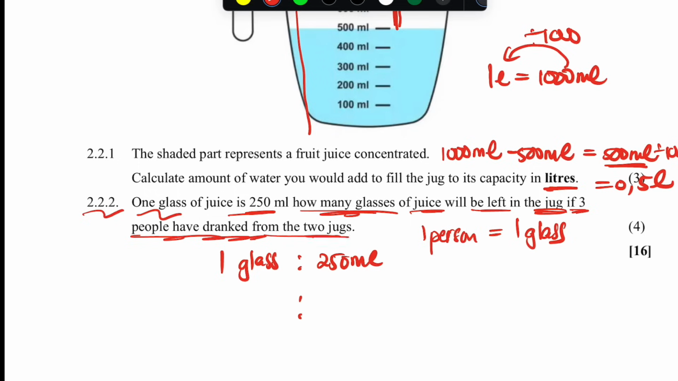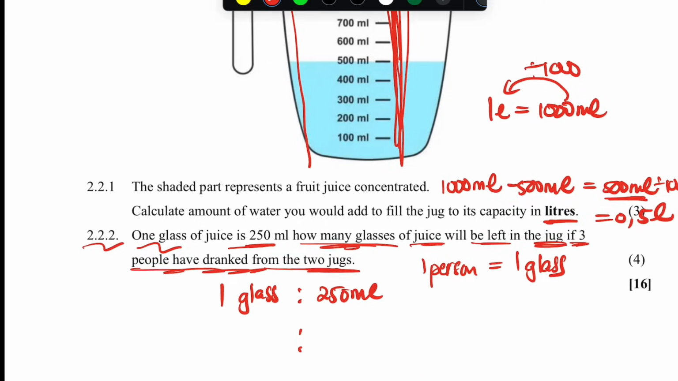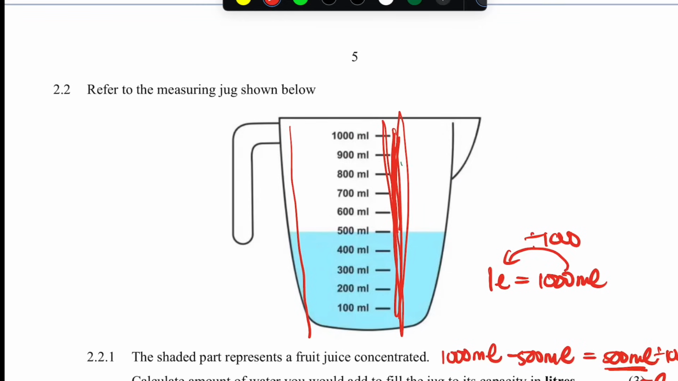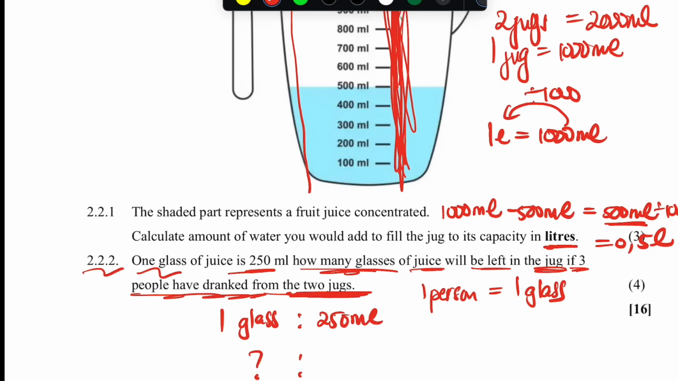So now we want to know. Now it says from 2 jars. We know 1 jar is equal to what? 1000 milliliter. So we want how many glasses. Now let's first calculate how many glasses will be there in the 2 jars, right? Because they said 2 jars, very important. So if 2 jars, 1 jar is equal to 1000 milliliter. That means the 2 jars is equal to what? 2000 milliliter. So here I'm going to put 2000 milliliter, right?